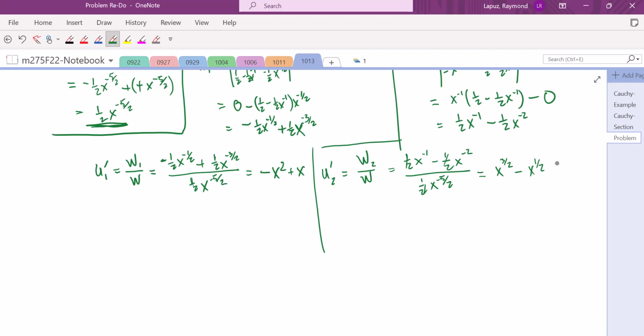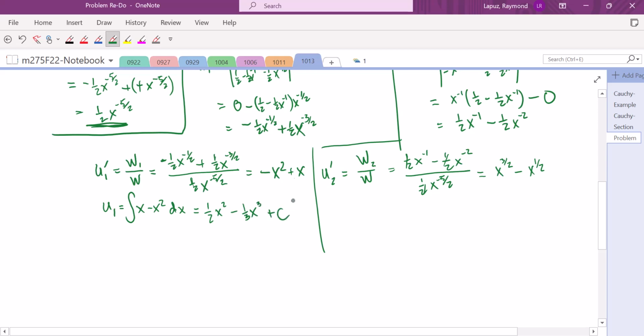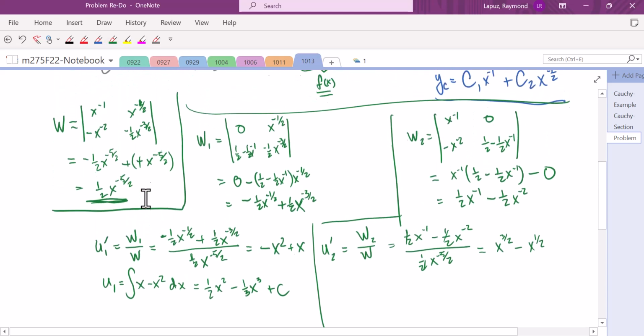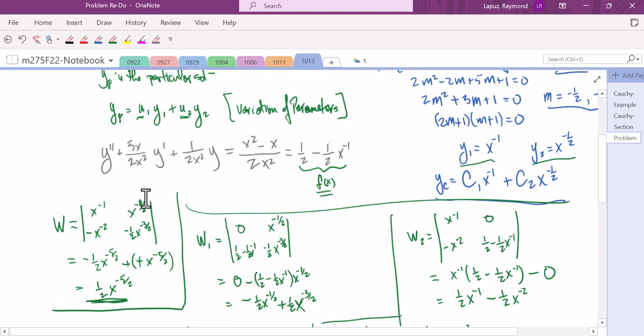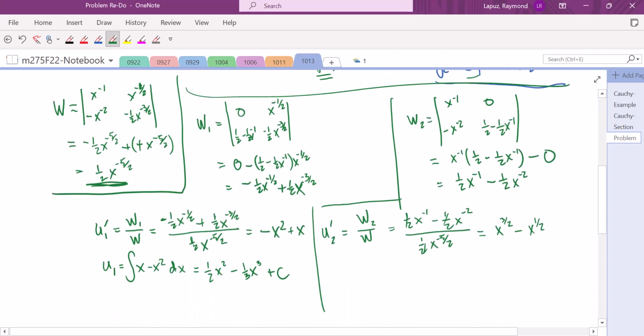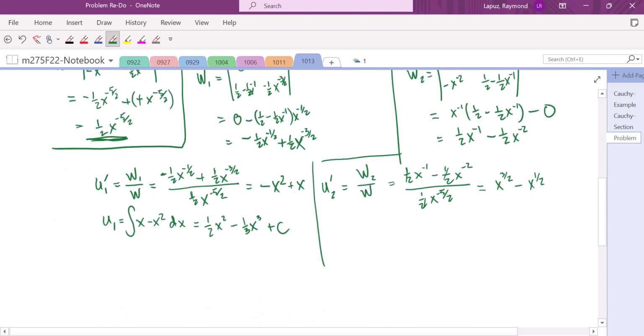So from here, we would integrate to find u1, and that would just be the integral of, let's rewrite this as x minus x squared dx. Looks like a fairly easy integral. This is going to be 1/2 x squared minus 1/3 x cubed. And we can ignore the plus c, because if we multiply the plus c with y1, it would just be merged with the c1.